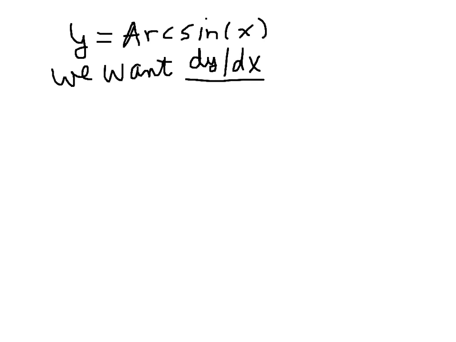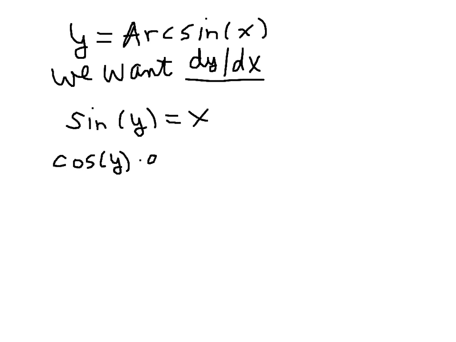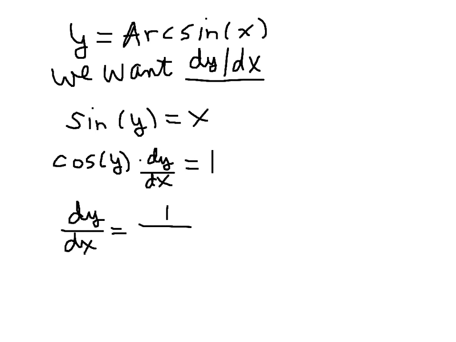So we begin by saying, okay, let's let y equal arc sine of x. And so what we're really looking for is dy/dx. So we use the relation of inverse functions. If y is equal to arc sine of x, that means that the sine of y is equal to x. If we differentiate implicitly, we get cos of y times dy/dx, there's that chain rule, is equal to 1. And so therefore, since we were looking for dy/dx, dy/dx is equal to 1 over the cosine of y.